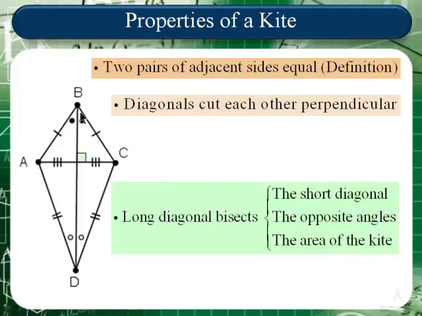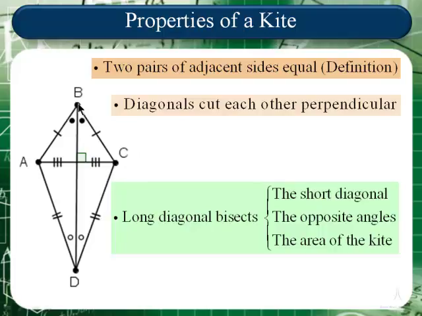Furthermore, there is what we talk about, the long diagonal and the short diagonal. So what does the long diagonal do? The long diagonal bisects the shorter diagonal. Right. So if we consider that particular point of intersection, these two pieces must be equal in length. The long diagonal also bisects the opposite angles, so the two angles here will be equal and the two angles here at the bottom, and it also bisects the area of the kite.